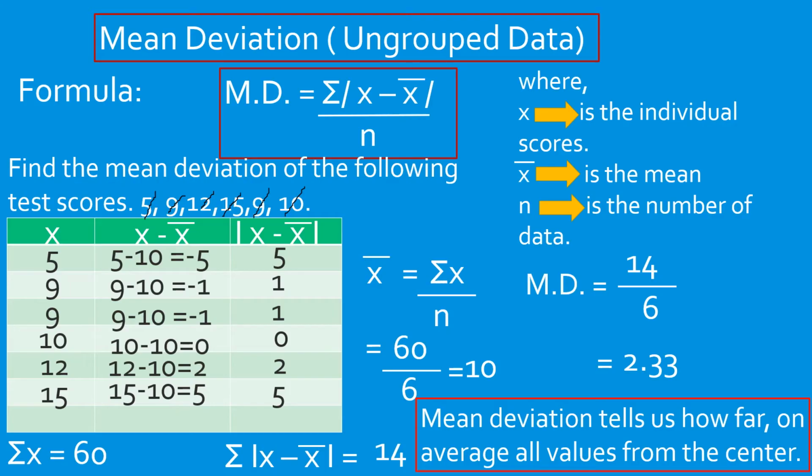Now, mean deviation tells us how far on average all values are from the center. So look at this one, 2.33. That's the result.